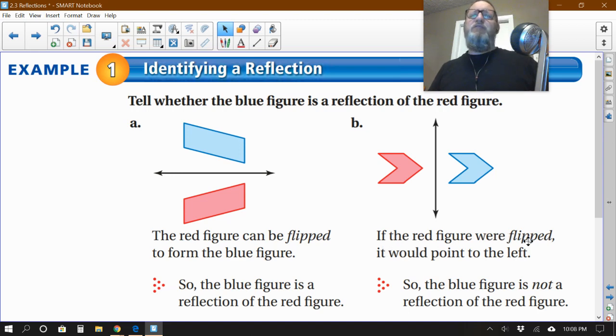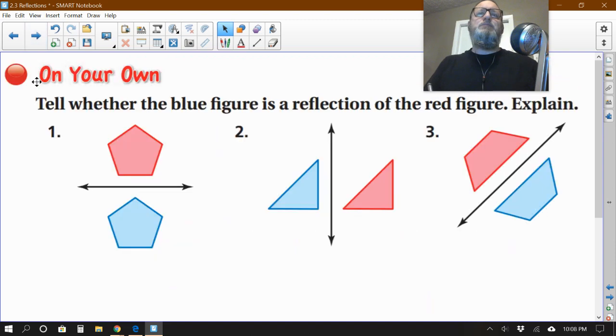If the red figure were flipped, it would point to the left. Right. See how the red figure here is pointing towards the line? Well, if this were properly flipped, the blue figure would also be pointing towards the line. I think of looking at myself in the mirror. My reflection is looking back at me. So if this point is pointing towards our line of reflection, then the image created would also be pointing towards that line of reflection. Hope that makes sense.